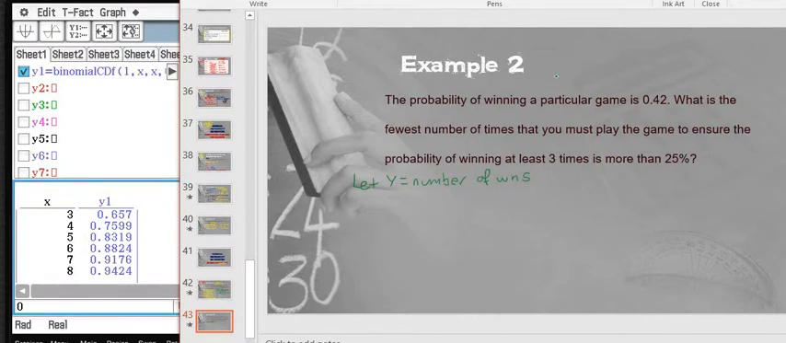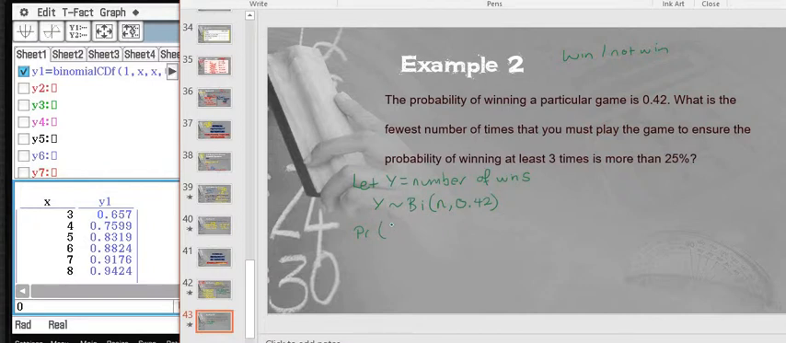We know it's binomial because we have two options. We can either win or not win, lose in the other way. So this is success and this is failure. The probability of winning a particular game is 0.42, so our probability of success does not change. We're looking at the number of times something occurs and we don't care about the order, so we know it's binomial. So we set up our distribution: y is binomial. We write our n value first, which is n. This is what we're trying to find out. Our p-value is 0.42.